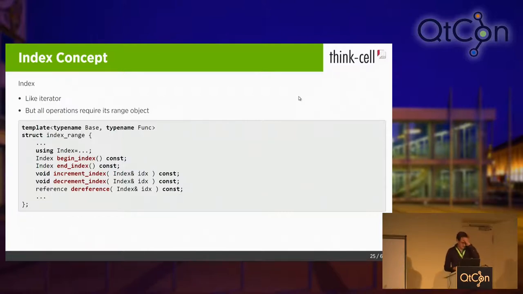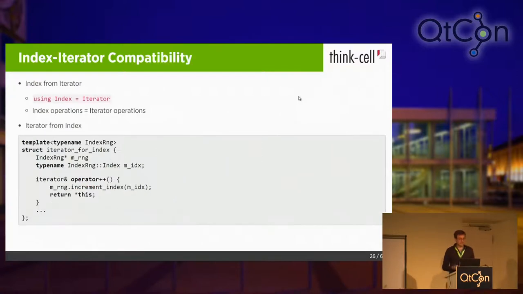Well, first of all, that's a great idea, but you know, the world is running on iterators. So if someone comes up and says, well, we're going to throw away the iterators, we now need this new index concept, and you're going to rewrite your code all with indices, that's unlikely to fly, right? Well, luckily, if you have implemented this index range, you can easily implement a generic iterator for index wrapper that turns that index concept back into an iterator concept.